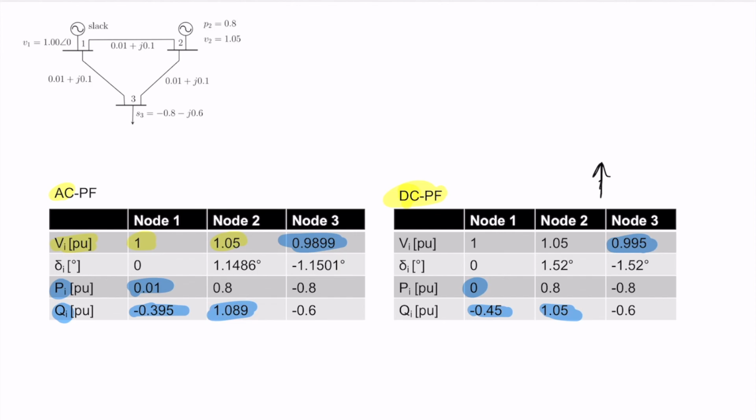This DCPF can actually be used even for initialization of Newton-Raphson, because what you see here is a flat start for node 1, and this is fixed. But for node 2, we can give this value. For node 3, we can give this value. And those values are very close to what we observe in the solution of the full formulation of the power flow. So we are expecting not so many iterations in the Newton-Raphson method.